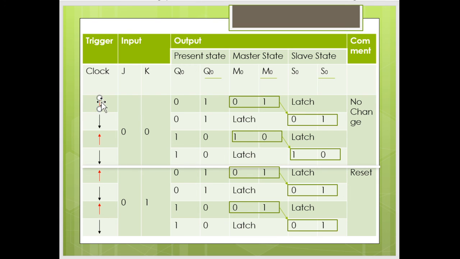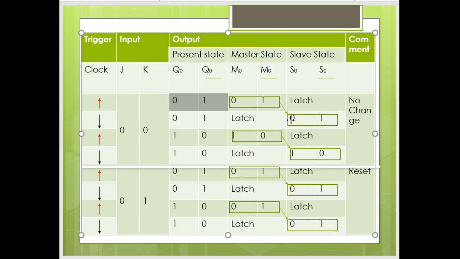Now, the truth table is like this. When the clock appears, if J equals 0, K equals 0, and the previous state output was 0 and 1, the master will respond with the no change condition as 0 1, which will be followed by the slave when the clock appears as a negative clock for the slave. And if the output is 1 0, again the master will provide the no change condition. Whatever the previous input was will be followed in the present input, and that is latched for the second clock of the negative cycle.